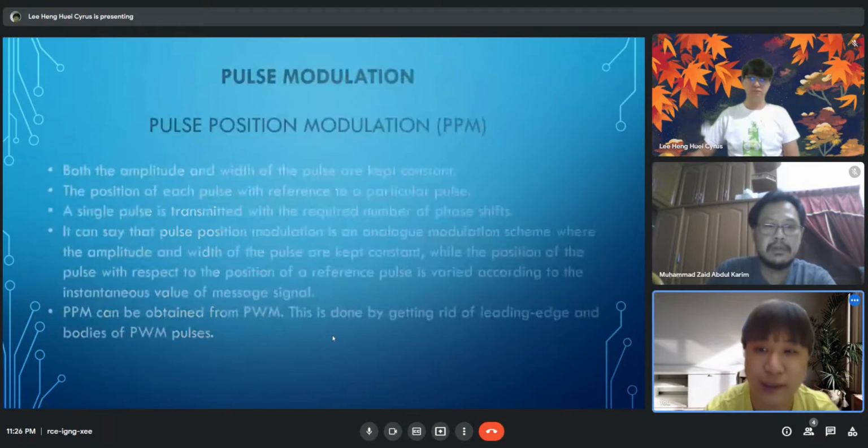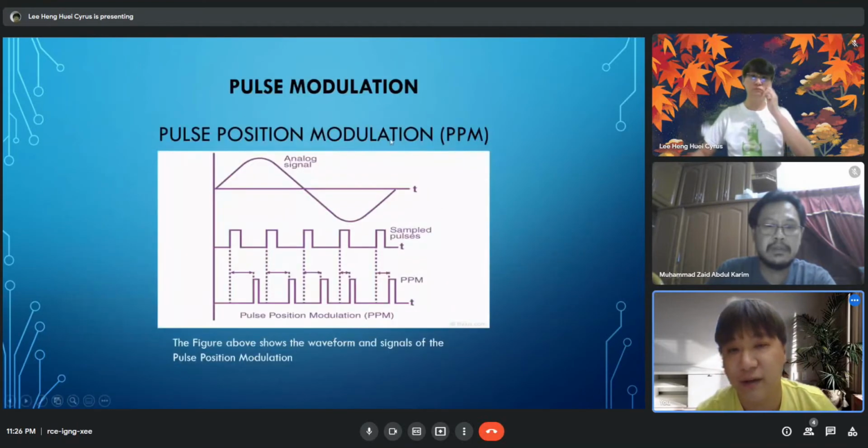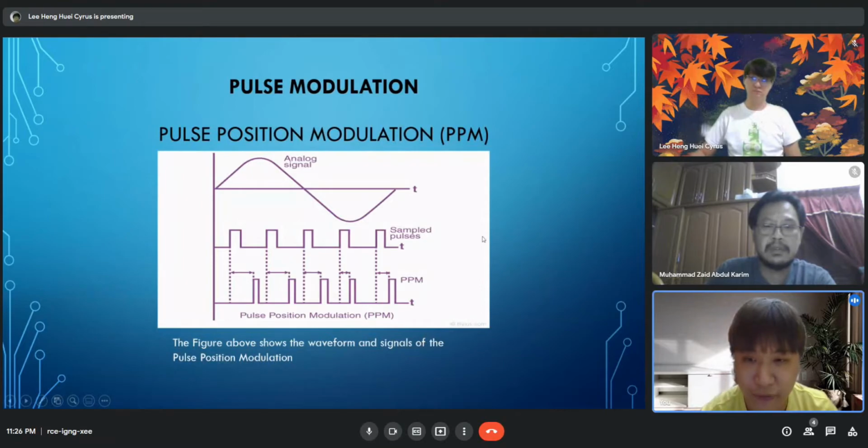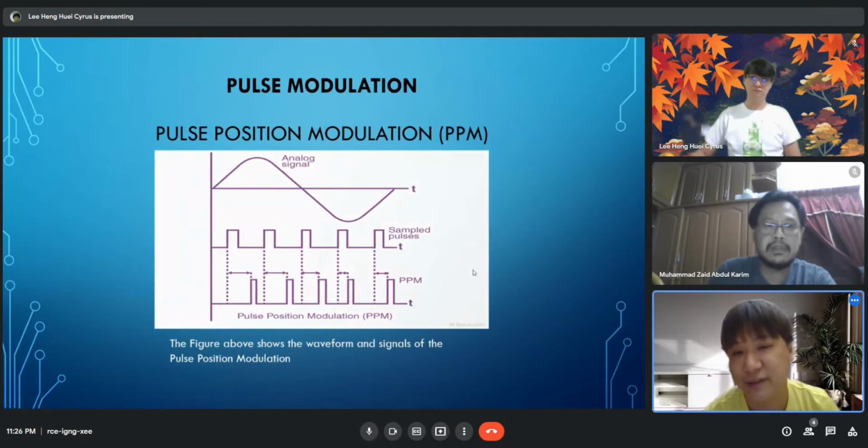Okay, next slide. This graph shows the waveform of the analog sample pulse and the PPM. Okay, next.